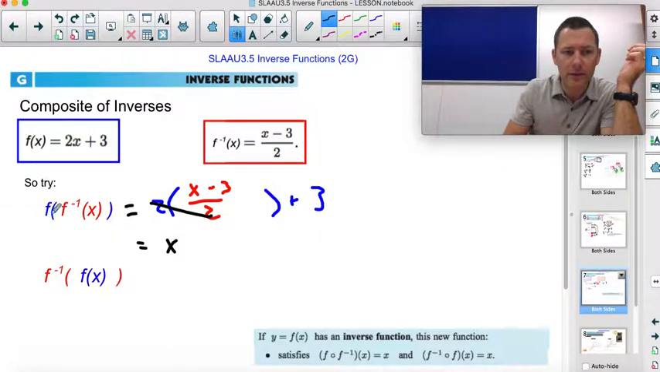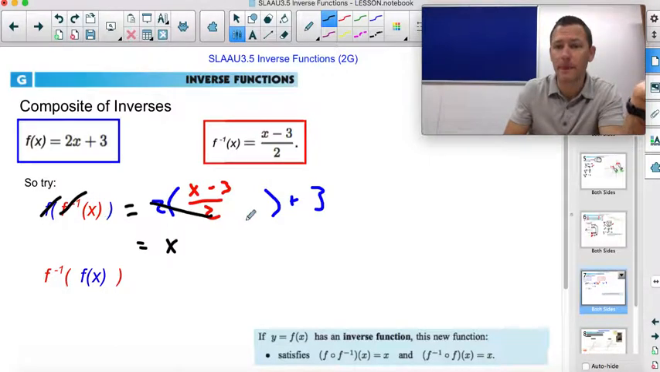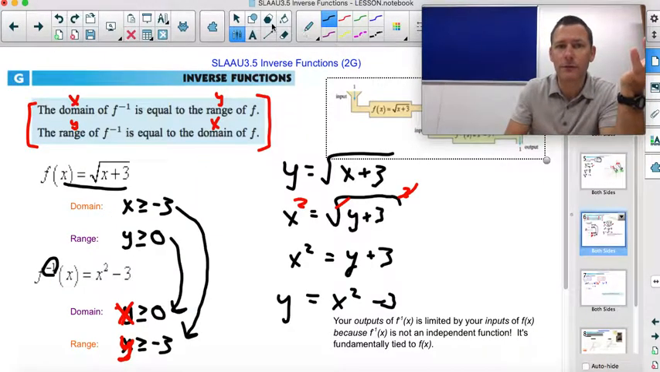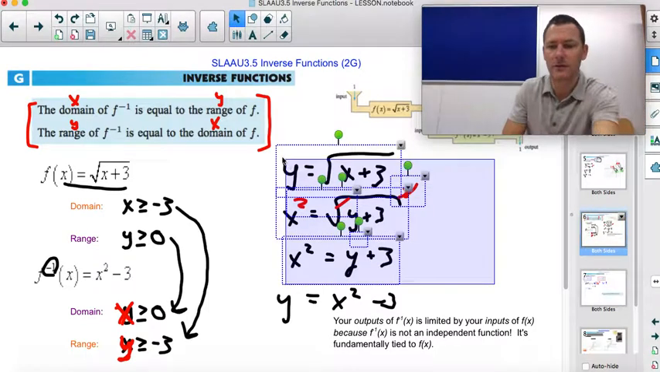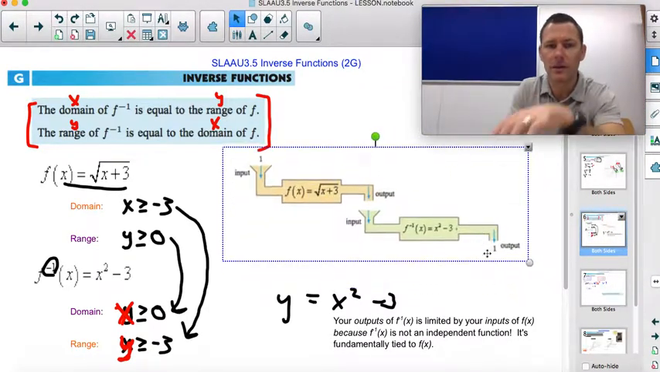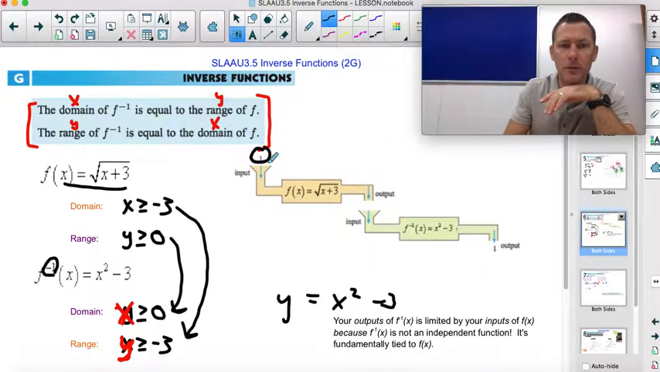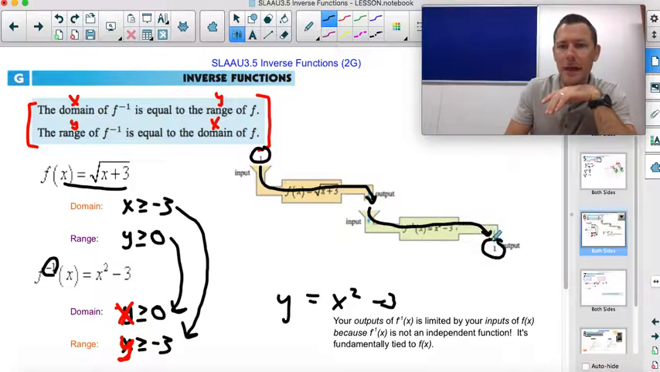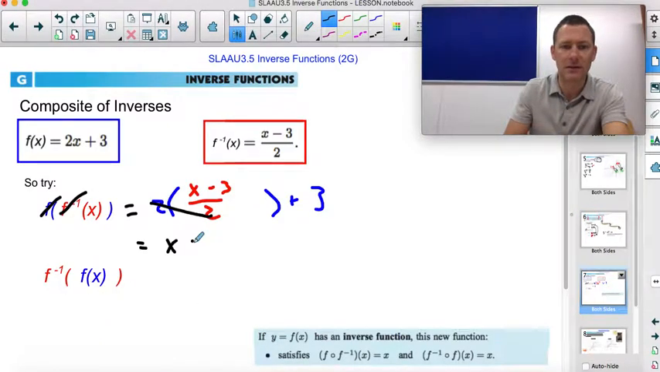Right? The function and its inverse have essentially canceled out and you're just left with that input, which makes sense if you're thinking about this as a composition of functions. If we first put in an input and we run the f function and then we run the inverse of it, you should get the exact same output out. So that makes sense. Ka-ching.